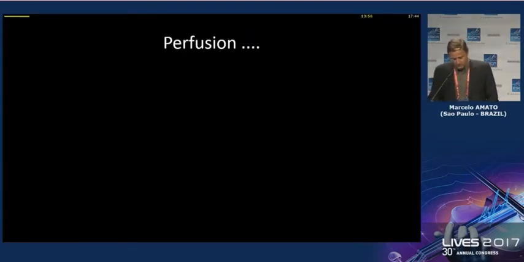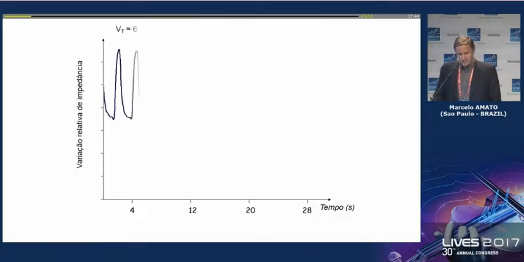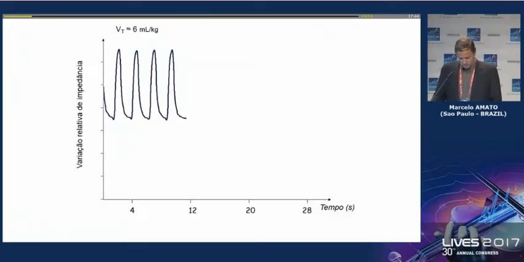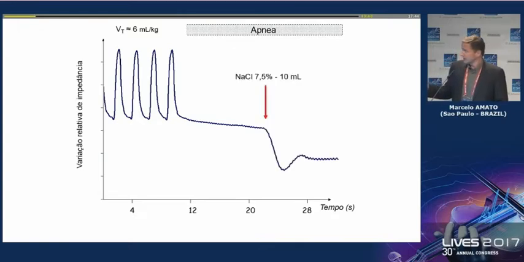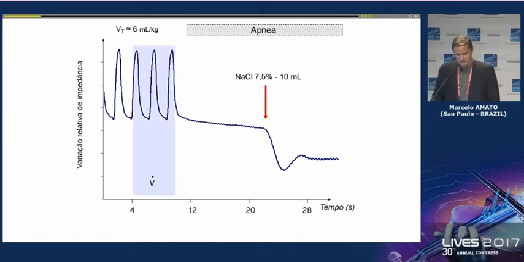But the aim of this presentation is to talk about lung perfusion. Lung perfusion is something that we have been looking for a long time with EIT. At this point, we propose that we do an apnea to measure perfusion, and then we inject a bolus of saline in the right atrium. This is required because of technical reasons, but we are already conceiving a protocol to measure perfusion during tidal ventilation.